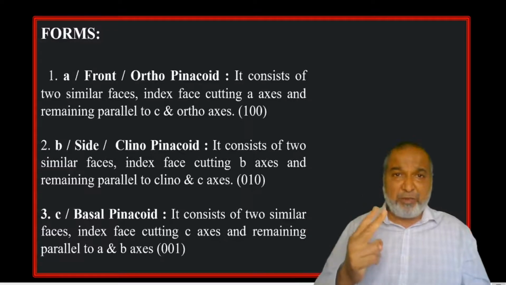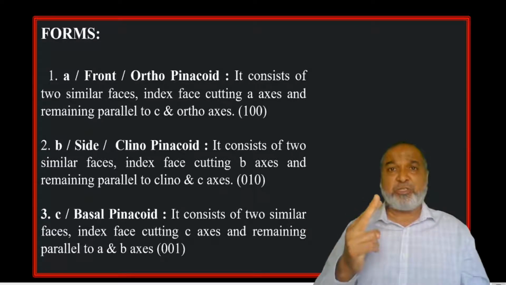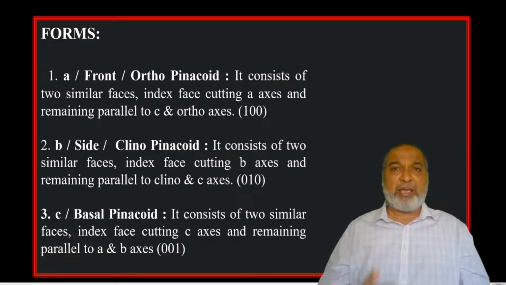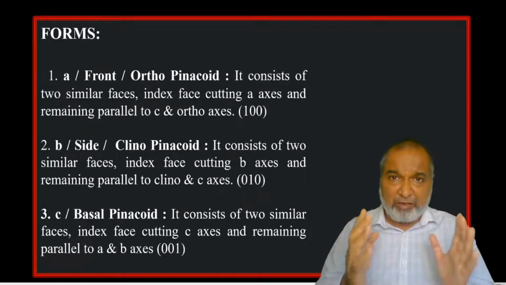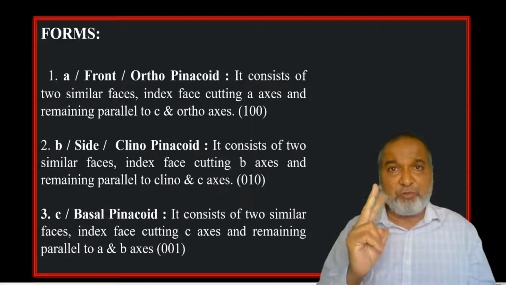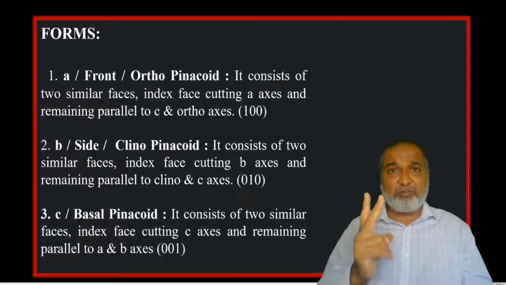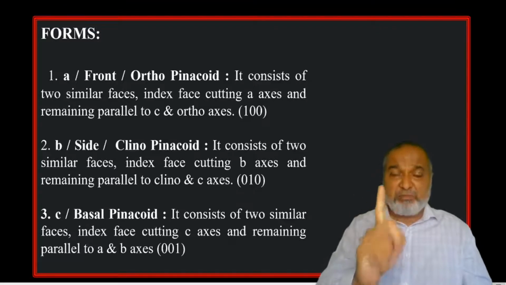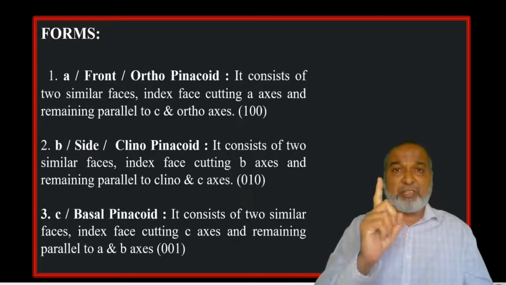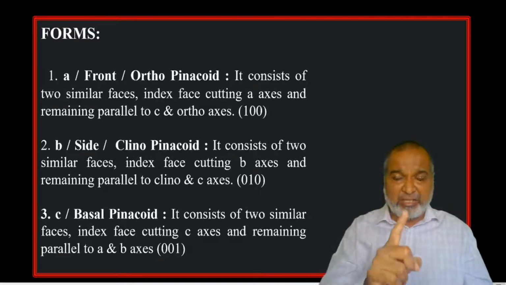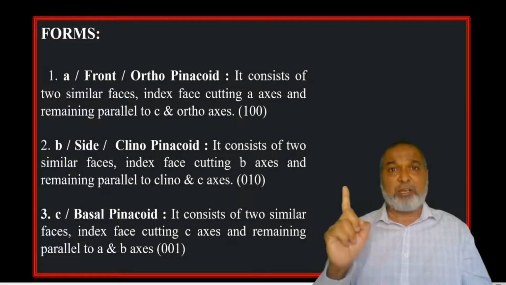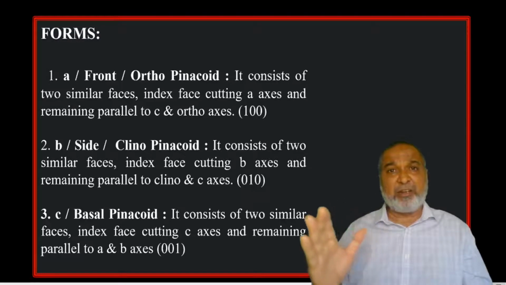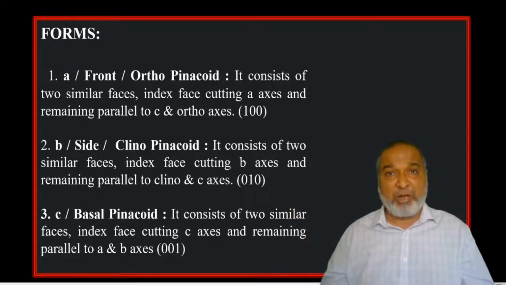So whenever you got a pair of two similar faces, call them a pinacoid. The definition of the pinacoid: it consists of two similar faces, a pair of two similar faces. Each face is going to cut one of the crystallographic axes. Maybe it cuts the A axis, maybe the B axis, or it may cut the C axis. On the basis of that, we have different types of pinacoids. Say, an example here.